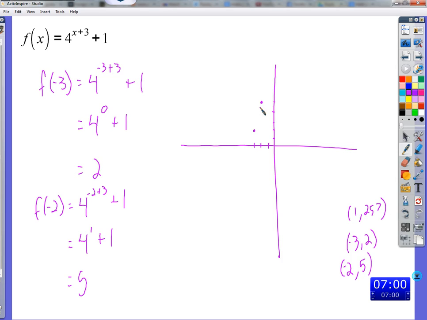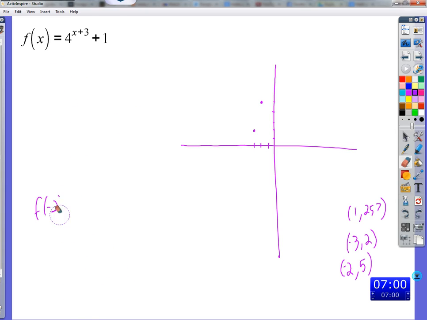Okay. Well, it seems like negative 2, negative 3, these are a little better. If you go negative 1, that won't be too bad, but then we're going to be up at 17. So maybe we'll just go this way a little bit more. We'll go to negative 4, see what happens there. Negative 4 seems like it might be good. So 4 to the negative 4 plus 3 plus 1 seems input, output. Just putting something in and seeing what comes out.